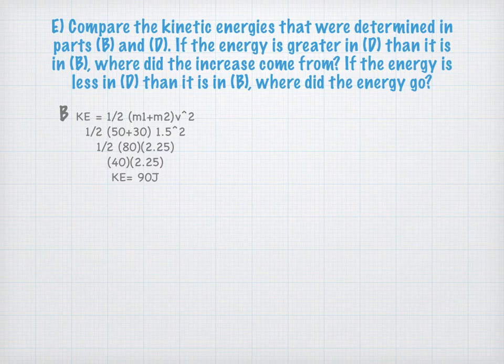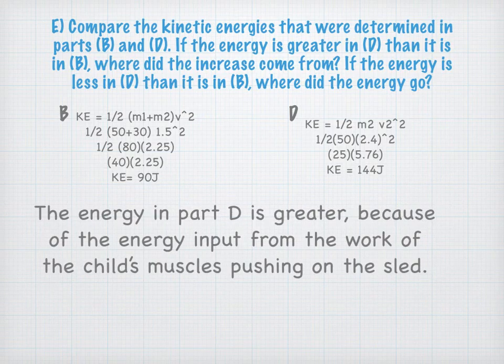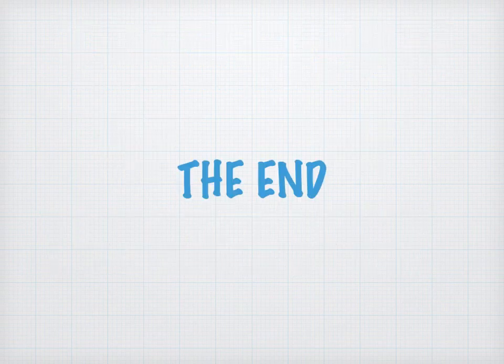Part B gave us the kinetic energy of 90 joules. Part D gave us the kinetic energy of 144 joules. The energy in part D is greater because of the energy input from the work of the child's muscles pushing on the sled. The end.